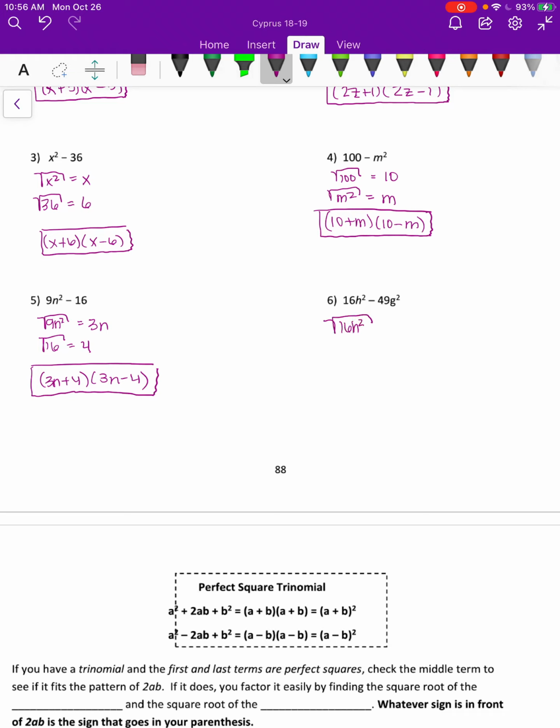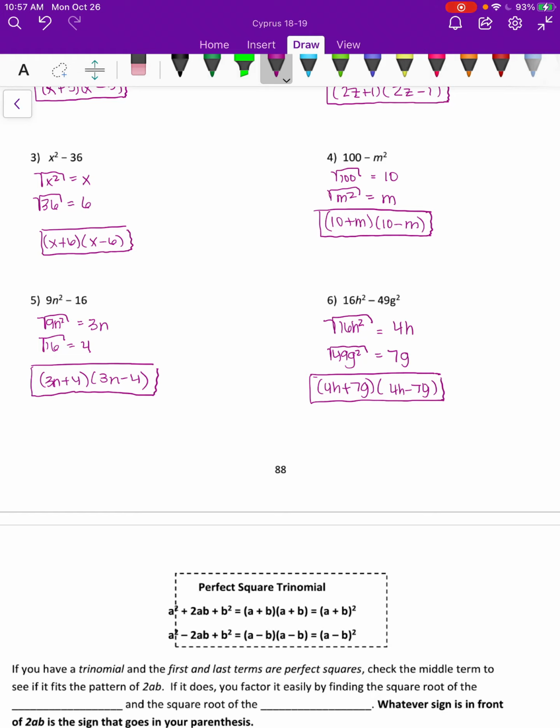So I want to take the square root of 16h squared and the square root of 49g squared. Well, the square root of 16 is 4, and then the square root of h squared is h. Square root of 49 is 7. Square root of g squared is g. So my answer, we have 4h plus 7g and 4h minus 7g. And that's our final answer. Same process, it just looks a lot crazier because there's a whole lot of variables going on there.